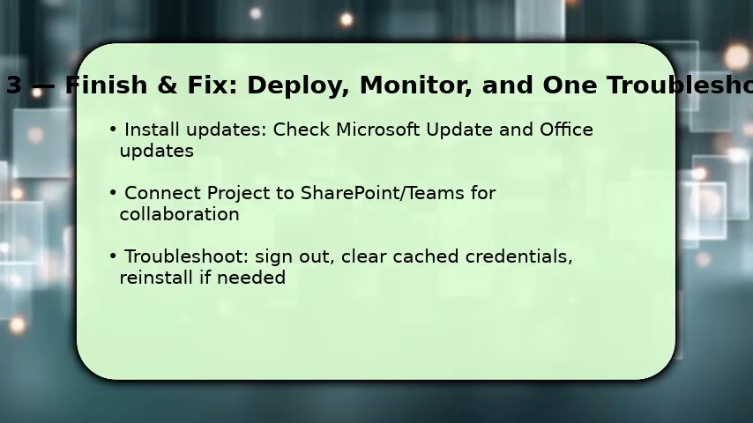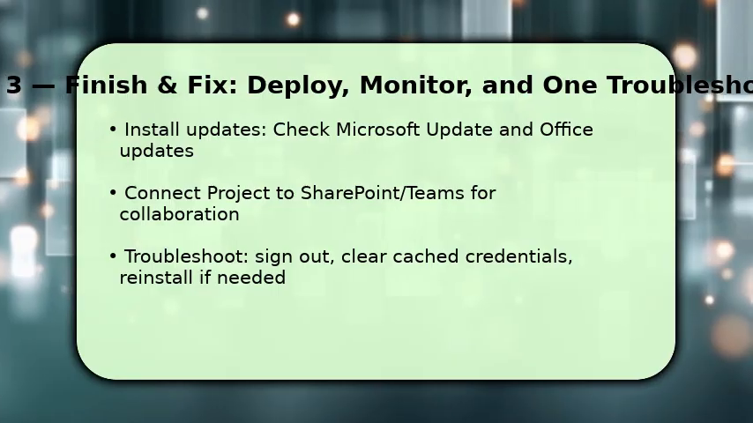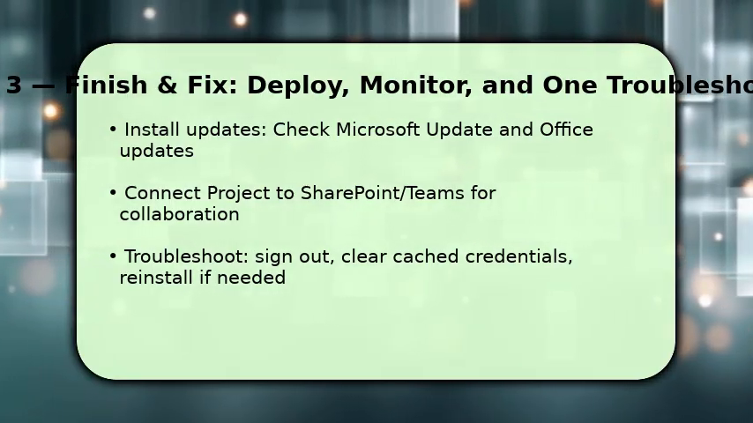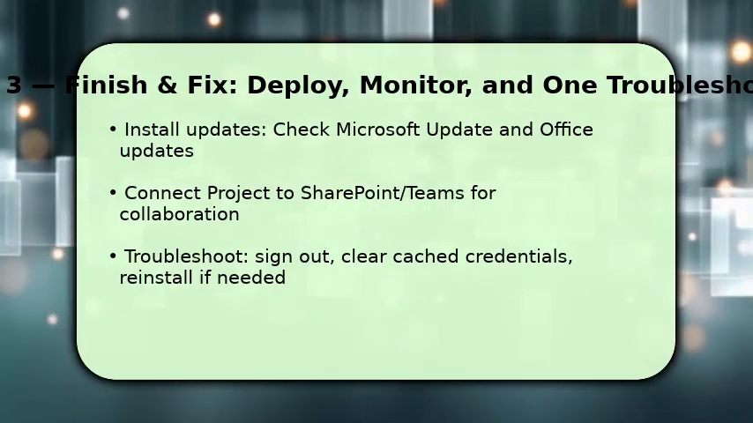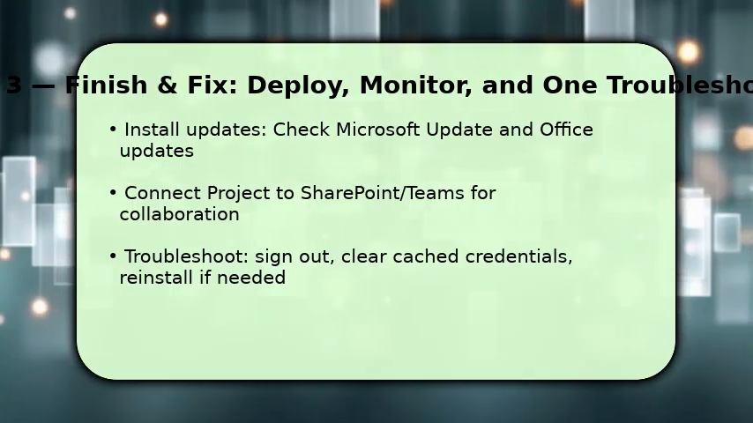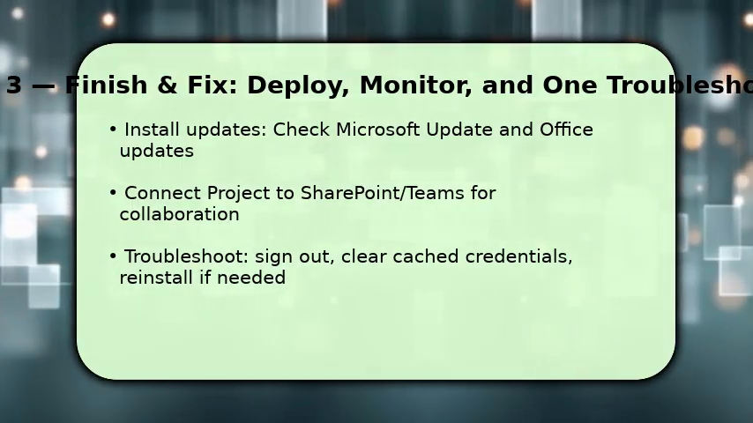If activation fails, sign out of Office across apps, clear stored credentials in Credential Manager, and sign back in. This often resolves licensing sync issues. If problems persist, uninstall Project, reboot, and reinstall. That typically clears corrupted installer states so you can activate successfully.